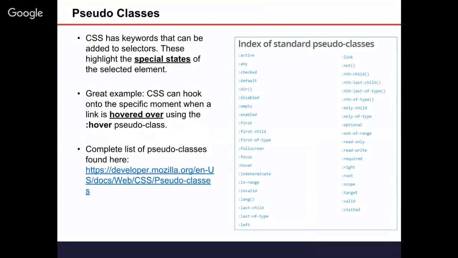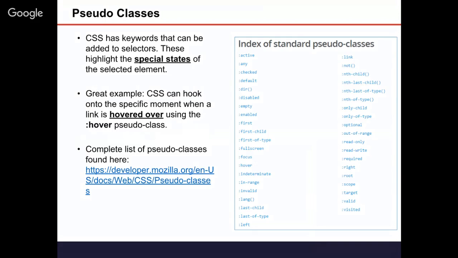CSS has keywords that can be added to selectors. These highlight the special states of a selected element. Great example: CSS can hook onto the specific moment when a link is hovered over using the hover pseudo class. The pseudo class is found here, and here's a link. All of you will get these slides, so you can go check out this link. These are a few of them though.